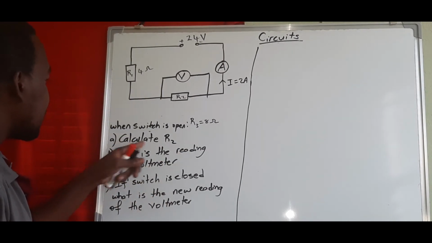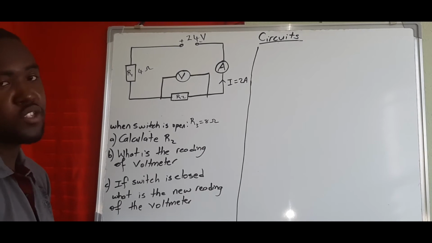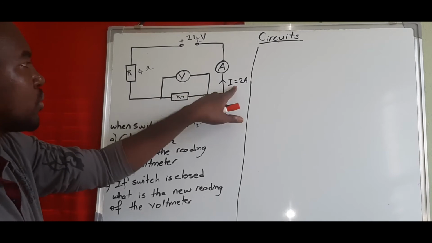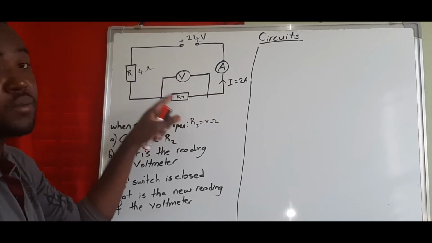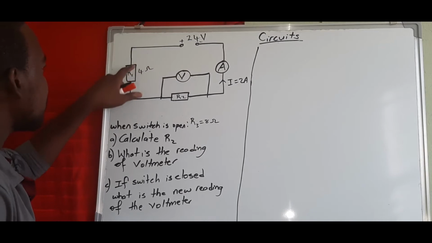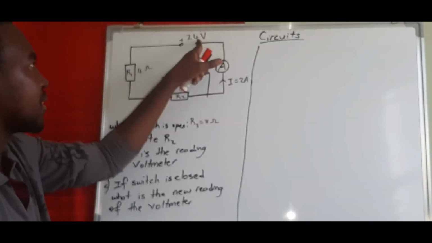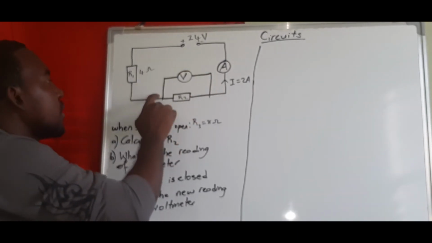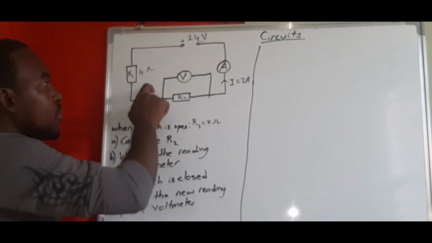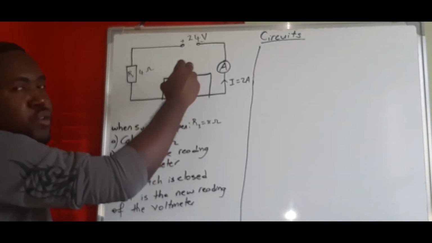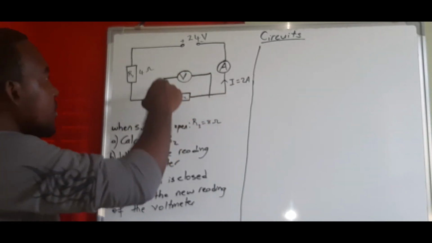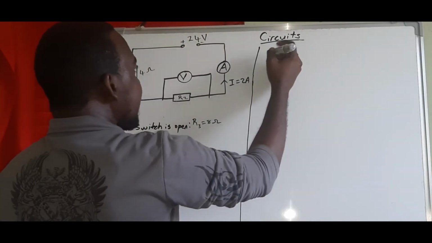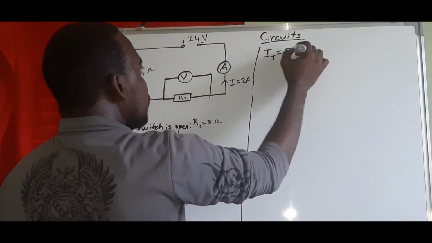So when the switch is open, calculate the value of R2. So R2 is unknown, right? We have R1 and we have the total current that's flowing, because this is now a series circuit. So current flows through R1, R2, then flows back to the supply. Now current does not flow through a voltmeter. A voltmeter is connected in parallel, right? So current flows only through this gap here. So that means we have IT, which is 2 amp, right?